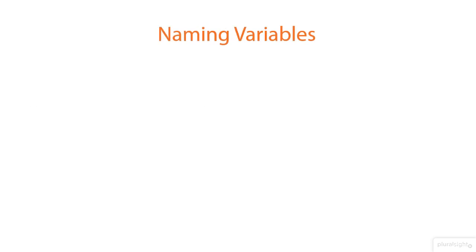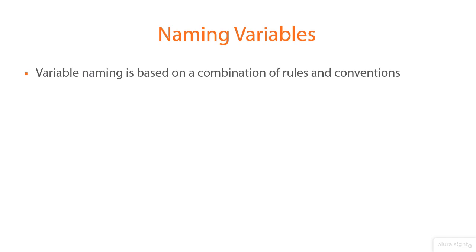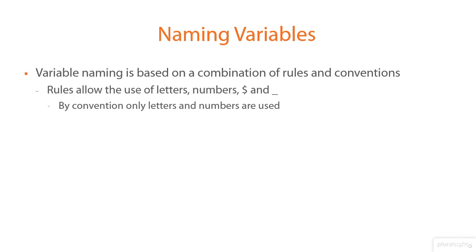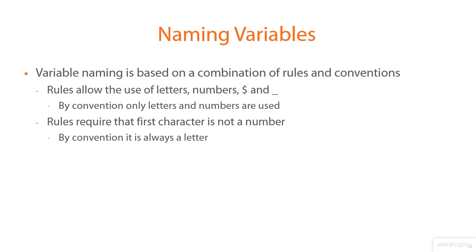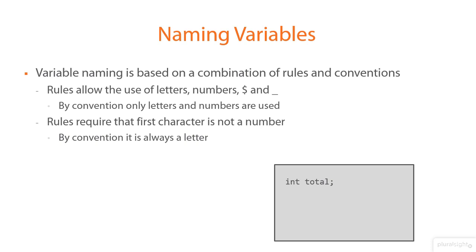When it comes to naming variables in Java, we follow a combination of rules and conventions. The rules allow us to use letters, numbers, the dollar sign, and the underscore. But by convention, we only use letters and numbers. The rules require that the first character is not a number. But since conventions say that we never use a dollar sign or an underscore, that means that we always end up starting it with a letter. So some examples are like if I want to declare a variable called total, right? It's T-O-T-A-L, right? That's valid. Or grade4, because the 4 is not the first character, that's a valid variable name.